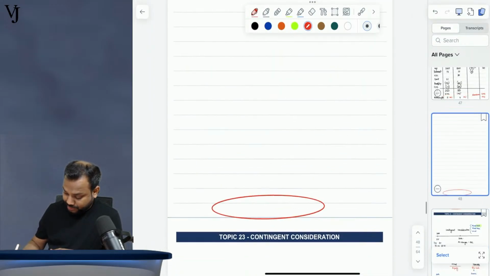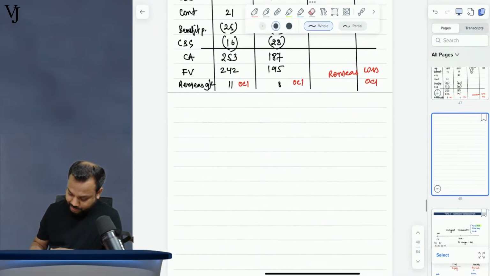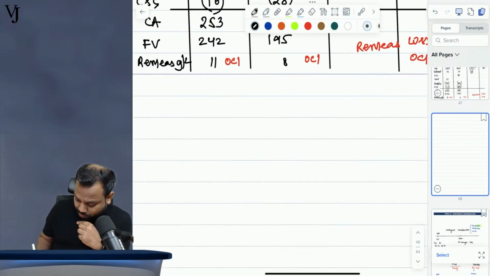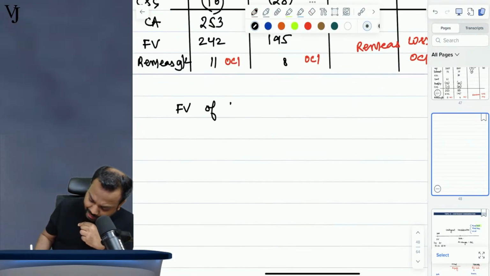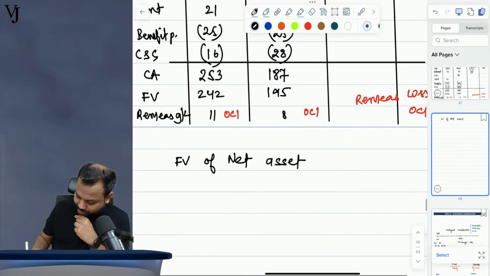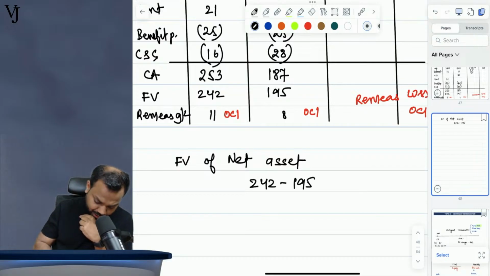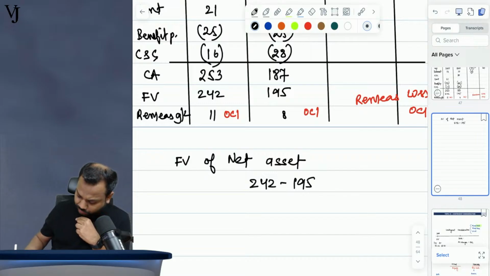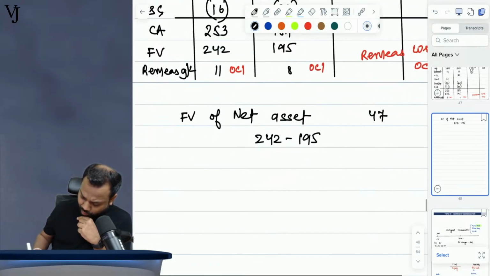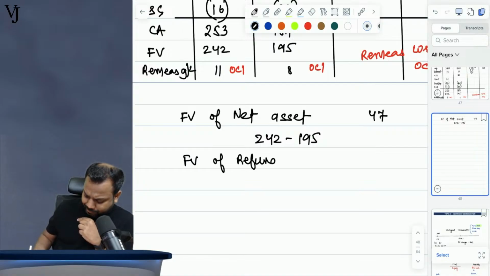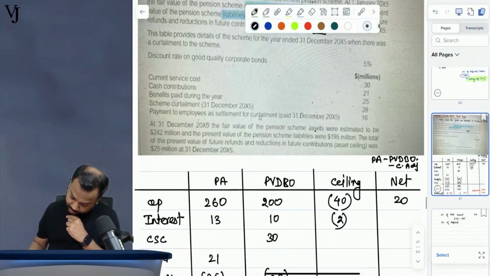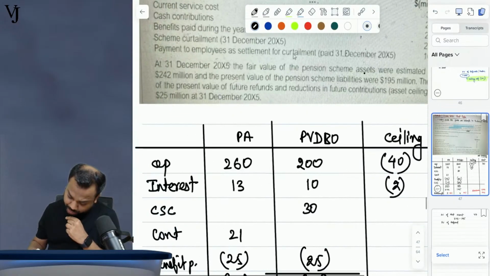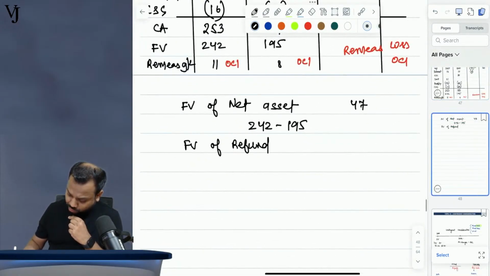Now further, after all this, what is the fair value of net asset? 242 minus 195. That is 47. Now tell me, what is the fair value of refunds or reduction? It is 25.